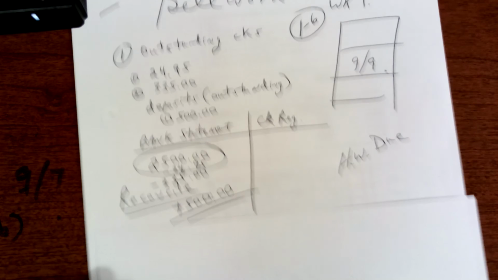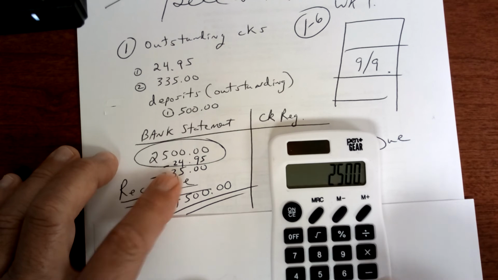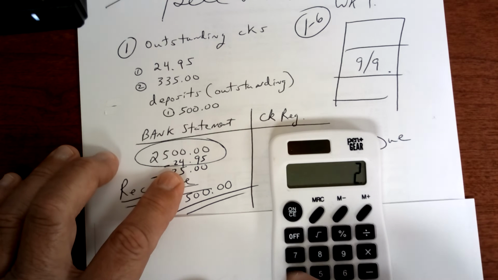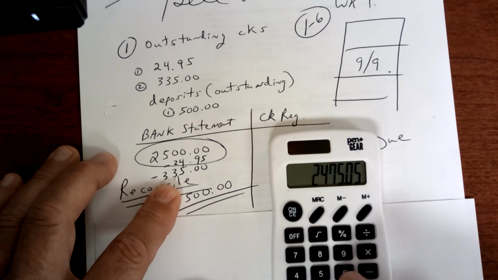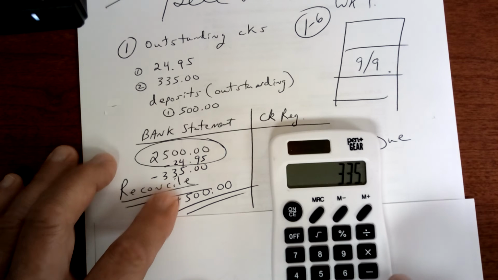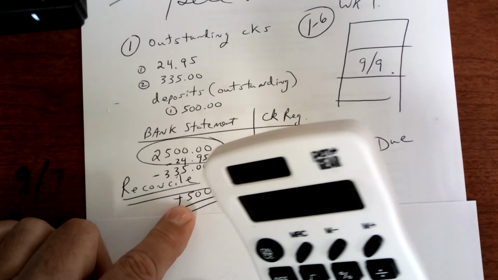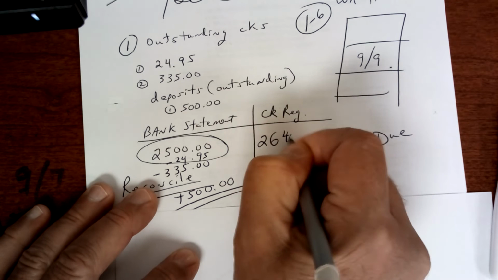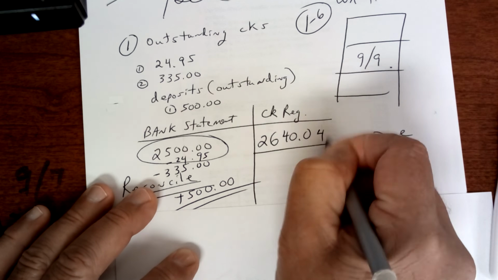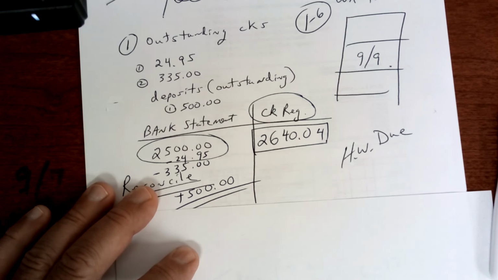So let's go ahead and do that real quick. 2,500 minus 24.95 minus 3.35 plus 500. So your reconciled balance is 2640.05. And that number right there should match your records, called your check register.